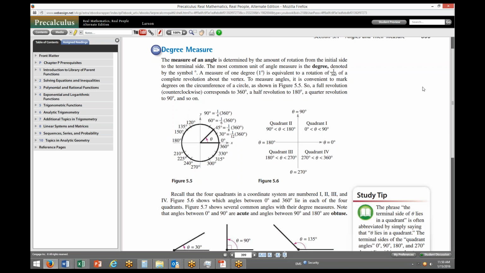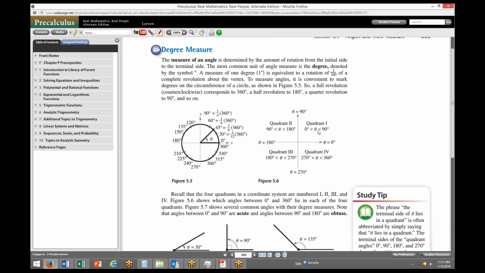And I've been mentioning this so far, but you'll recall the 4 different quadrants of the standard coordinate plane. Quadrant 1 in the upper right, where both x and y are positive. Quadrant 2 in the upper left, where x is negative but y is positive. Quadrant 3 in the lower left, where x is negative and y is negative. And quadrant 4, where x is positive but y is negative.